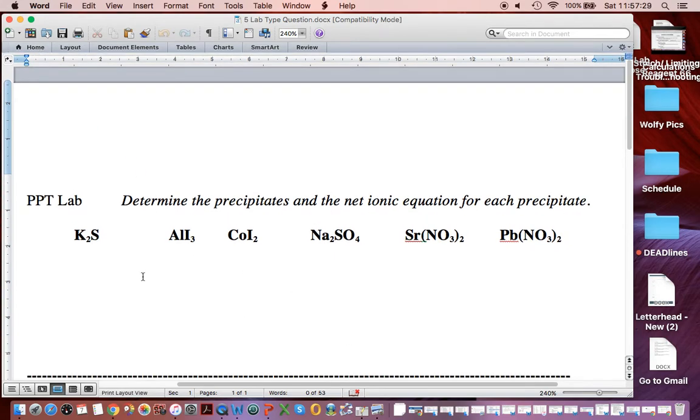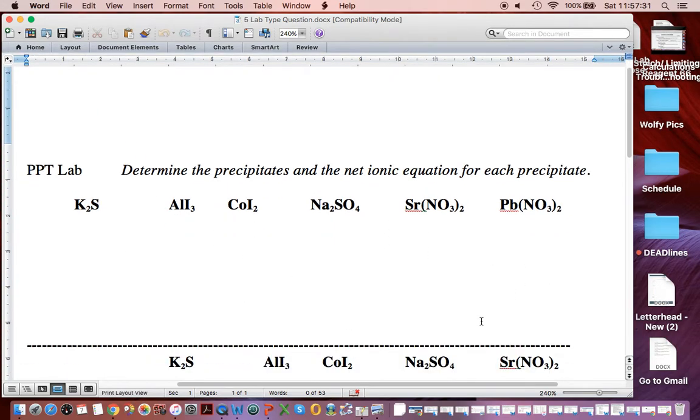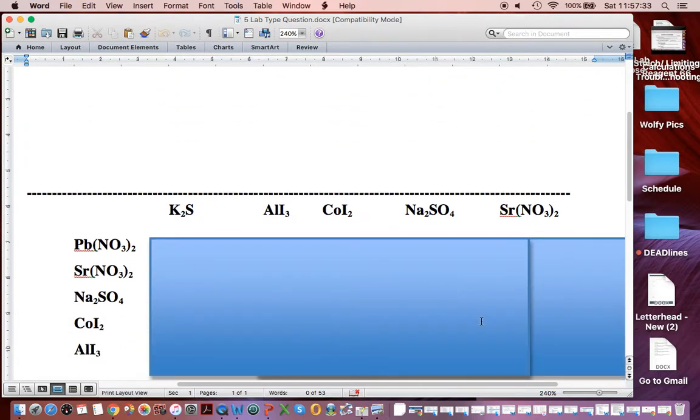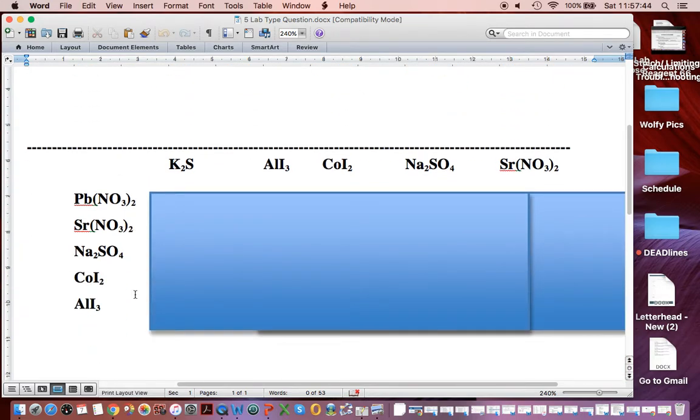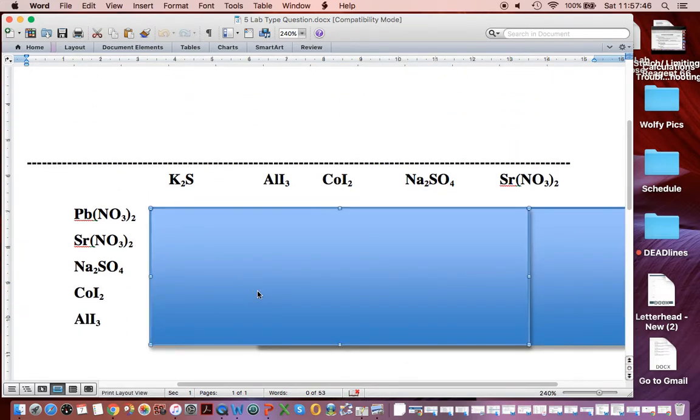So we look at this. Here we have 6 solutions, just like you had in the lab, and we have to set them up in a grid. So I go K2S all the way to strontium, so I do them in that order like so. And then I come the other way, lead nitrate to aluminum iodide, down the left-hand side. So once I've done that, I'm off to the races. That will give me the 15 combinations I need.